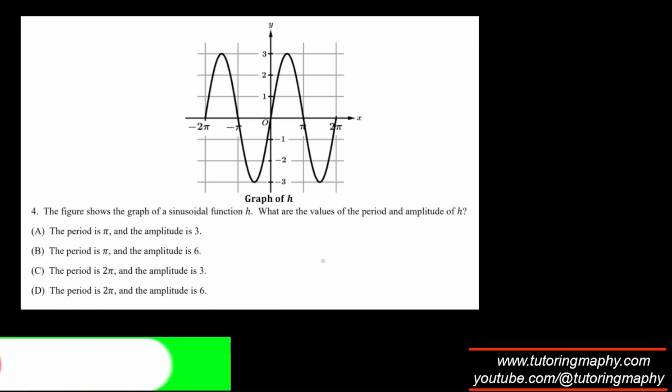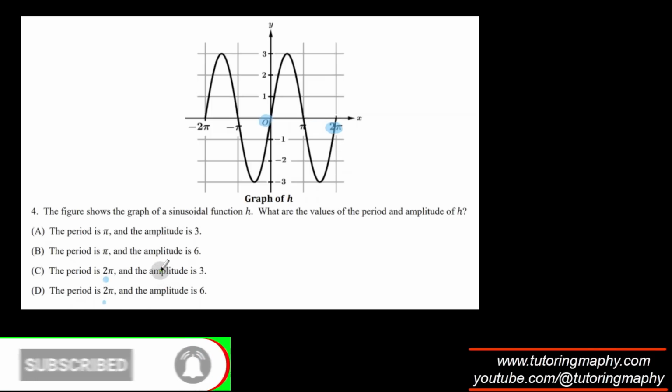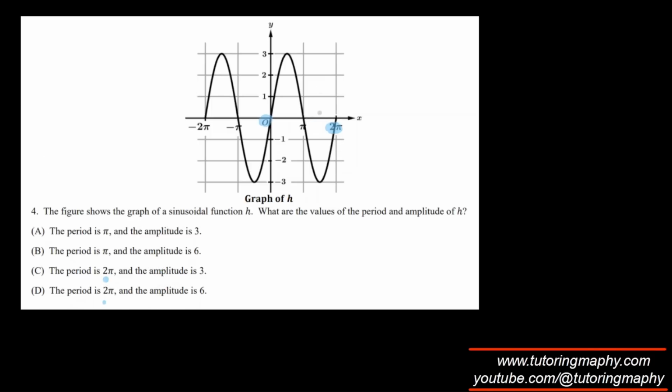Same question. Period is very easy to figure out. It goes from 0 to 2 pi. That's one cycle. So it has to be either C or D. And isn't the amplitude also just 3? Because this is the midline, and from the midline it is going 3 units up and 3 units down as well. If this doesn't make any sense, then you can just apply maximum minus minimum over 2, which is 6 over 2, which is also 3. So it has to be option C over here.